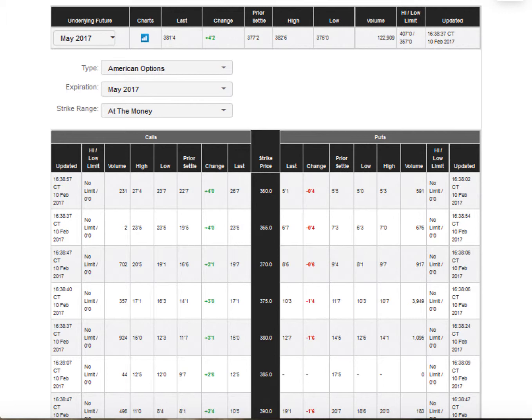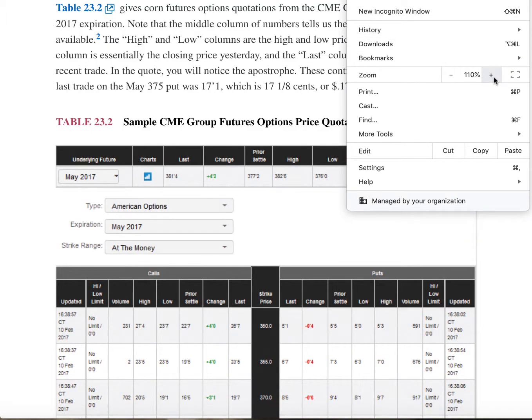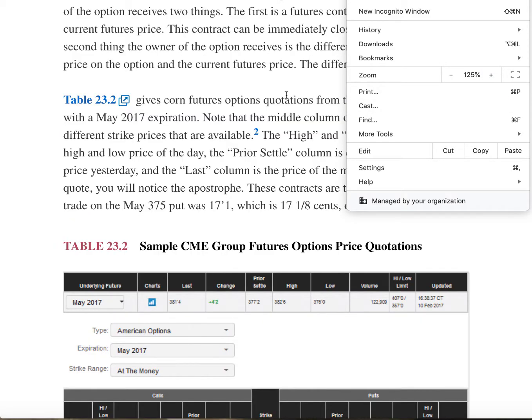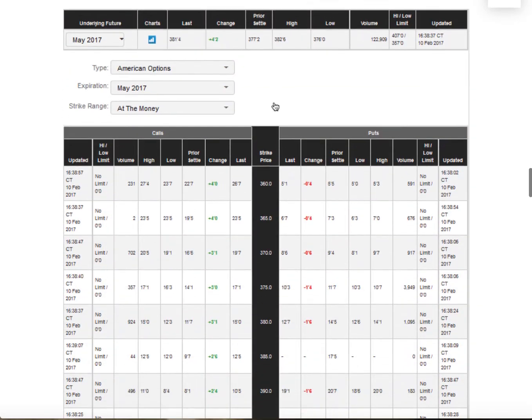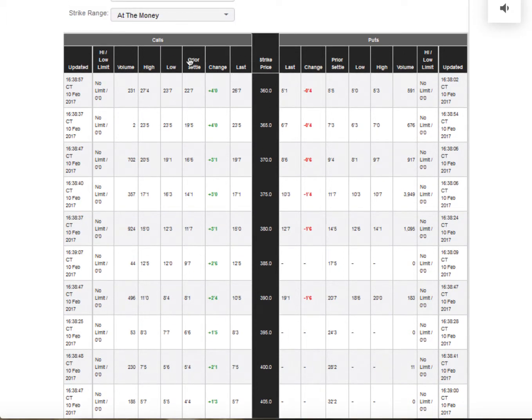The first thing we want to do, and I'm going to see if I can make this a little bigger. No, not quite. Well, we'll work with it. Okay, so remember, the left side is the calls, the right side is the puts. The last column tells us what it last traded for. So that's the column we really want to use.